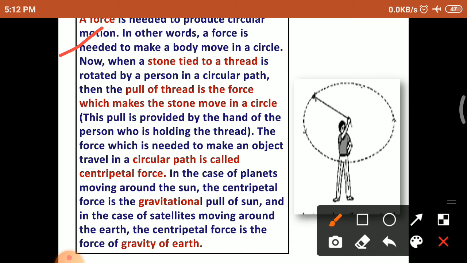So here I rotate the stone along the circular path. So here I have to give some force on the stone. Here the centripetal force is used to make the stone move in a circle. So the object needs force to move in a circular path.